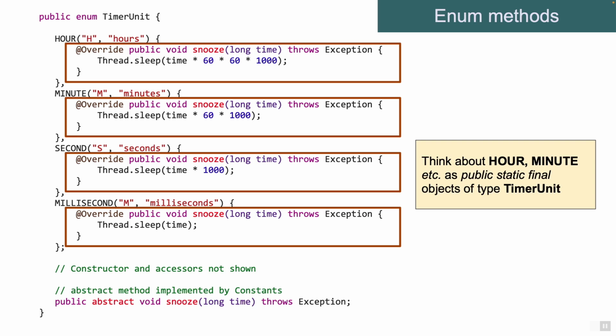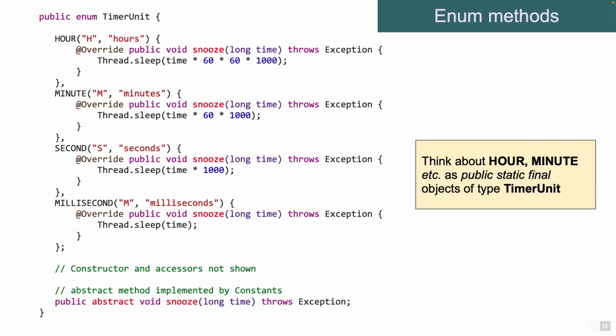And this is a very interesting example, because now you have 4 different snooze implementations where the unit of the time is different, because the time which is passed to hour is in hours. And so it has to be translated to milliseconds when you actually call Thread.sleep. And same thing with minute, second, and millisecond.